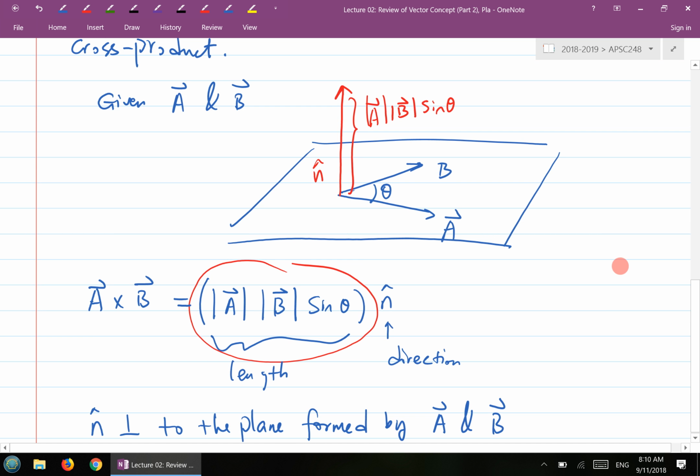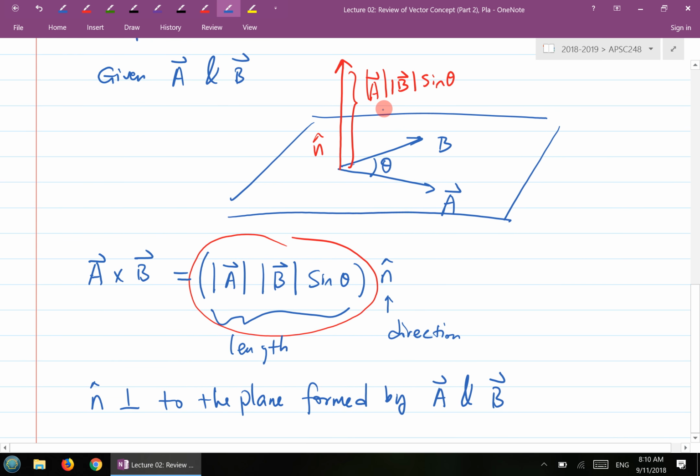And as you learned in the previous lectures or classes, the cross product follows the so-called right-hand rule, right? You curl your hand from A to B, and the thumb direction gives us the n hat direction. That's basically what a cross product is. And if you use B cross A, then you get a completely different direction of n hat, right?